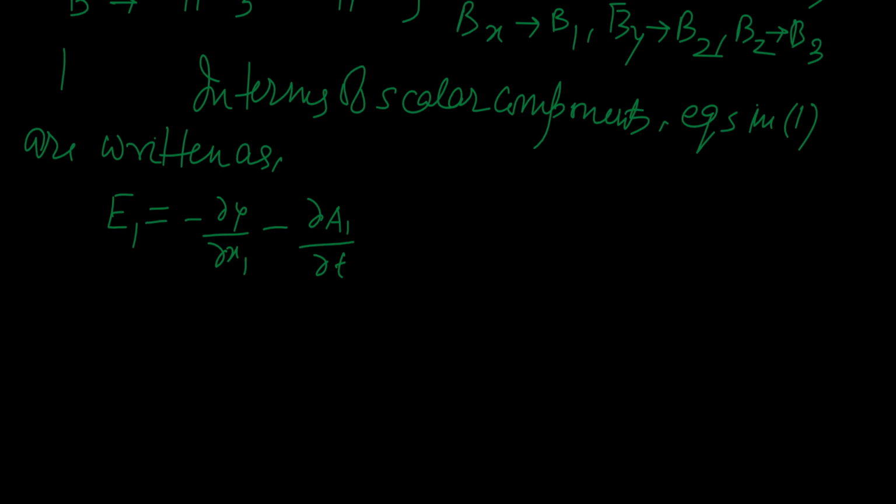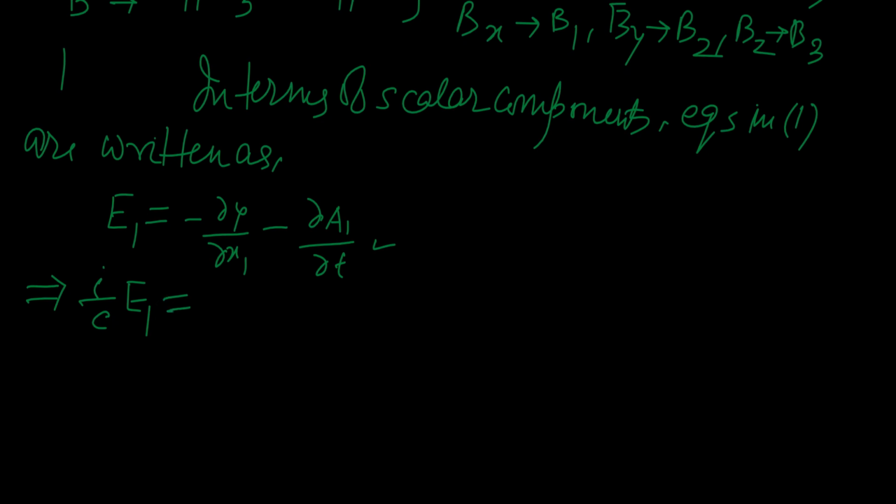Let us use a simple algebra here. In fact, our aim is to express in terms of the four-dimensional geometry of these components. So I just use a simple technique. We multiply by a factor i over c on both sides of this equation. So the above equation may be written as i over c E1.